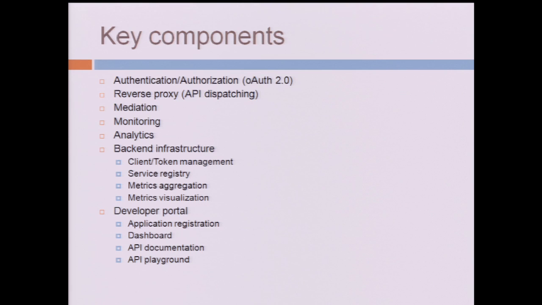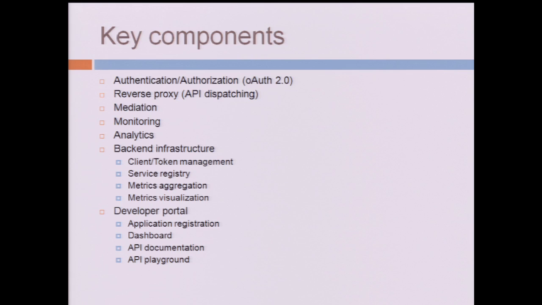So I sort of also went through this list of key components. It doesn't mean to be complete, but some ideas to run by. So we talk about the authorization and the authentication. So that's built on top of the OAuth 2 specification. And we have an HTTP reverse proxy, which handles the API dispatching, some mediations, some monitoring framework, and you can do some analytics stuff, right?